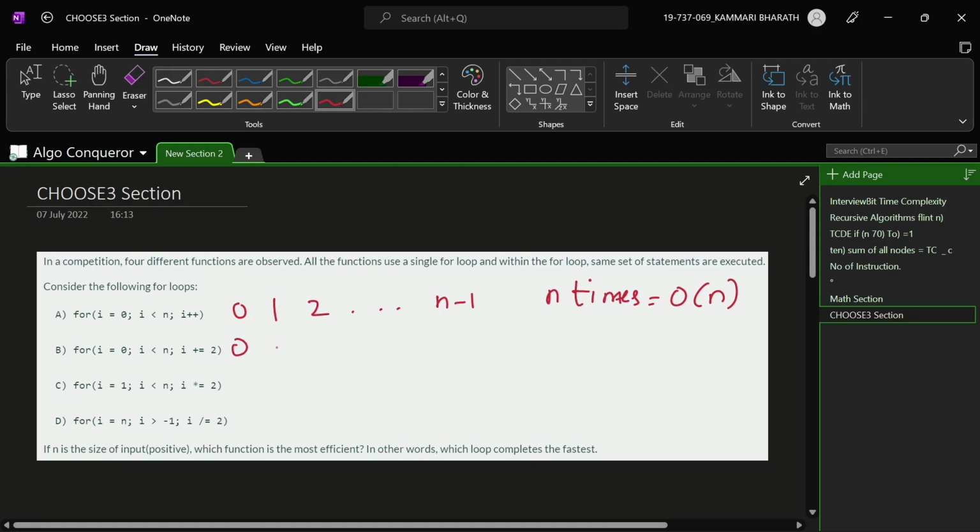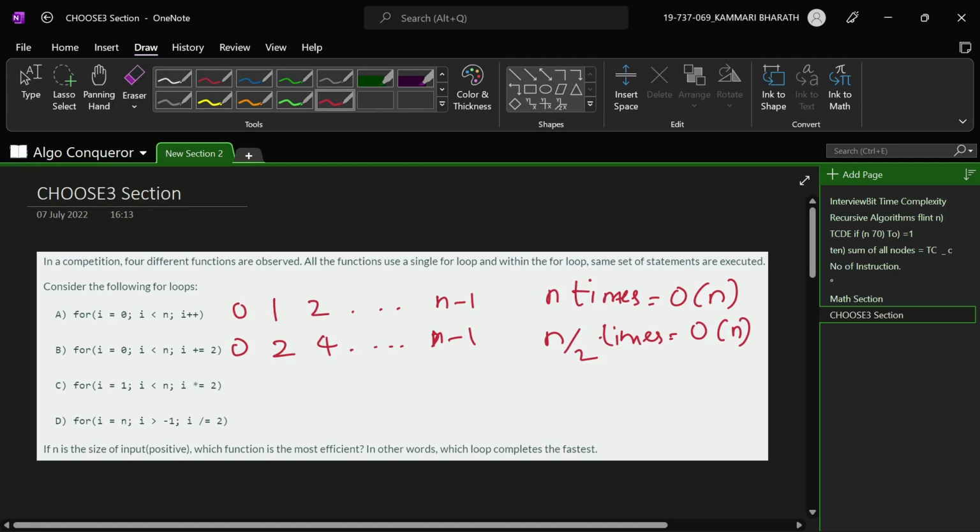Initially i is 0, and then it becomes 2, then becomes 4 until n minus 1. If you have a close look at this, you can decide that these are all even numbers until n minus 1. They would be approximately n by 2. So this loop executes n by 2 times. We can also say that this is big O of n. But comparatively from the first loop, this loop executes faster.